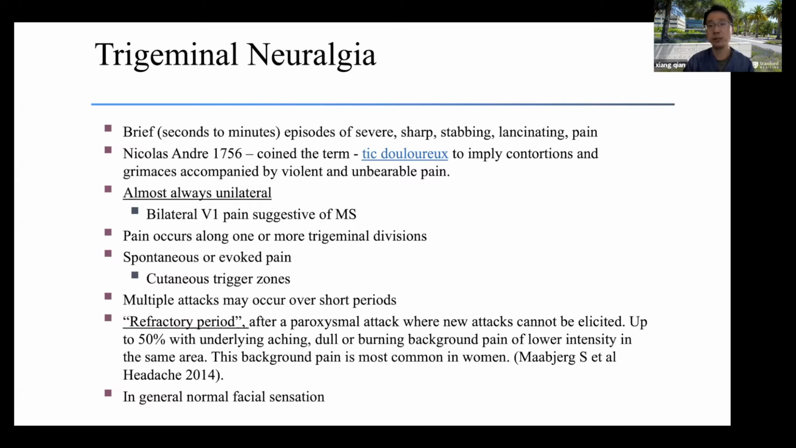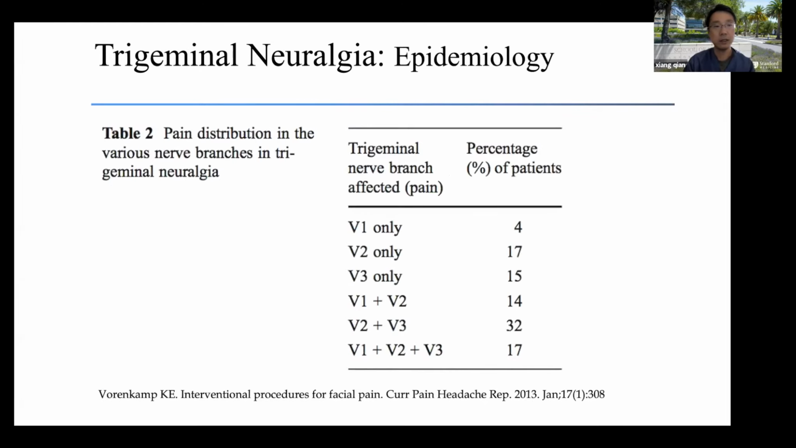For example, if you brush your teeth or eat food, you trigger this pain, and then you stop for a couple of seconds, a couple of minutes, the pain is gone, then you have this refractory period where you can finish eating, finish brushing your teeth. In general, if you do a neural exam on this patient, they have very normal facial sensations. So the pain could be in various distributions, V1, V2, V3, but for the majority of patients, you would have combinations of either 1, 2, or 1, 2, 3.